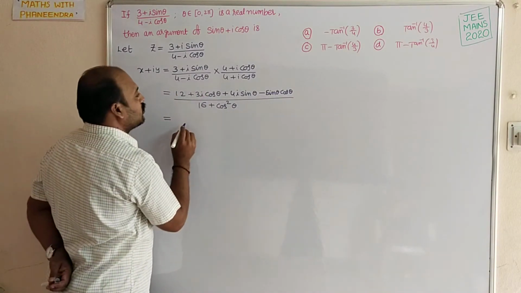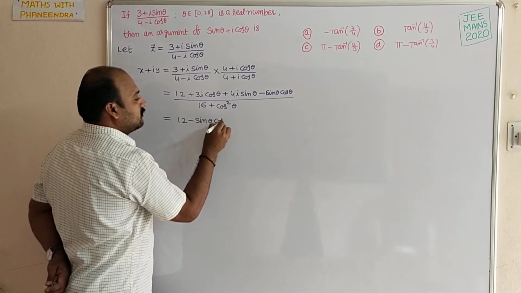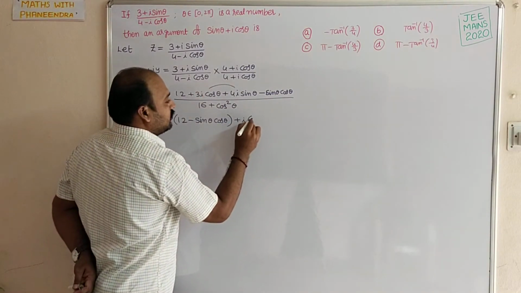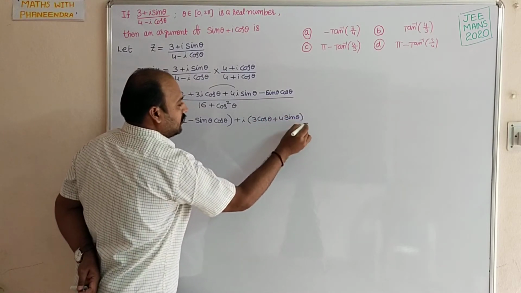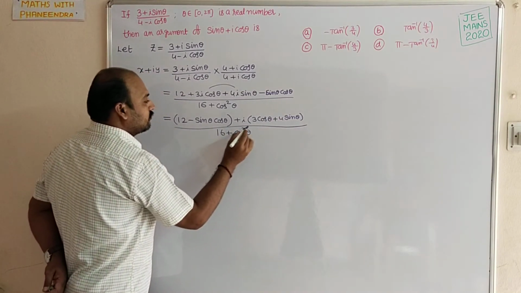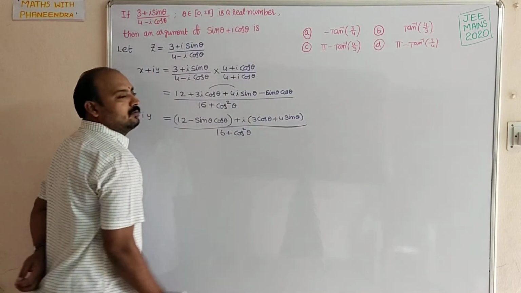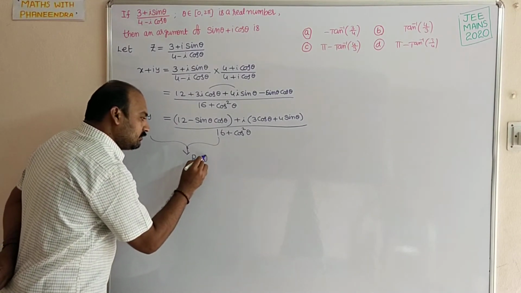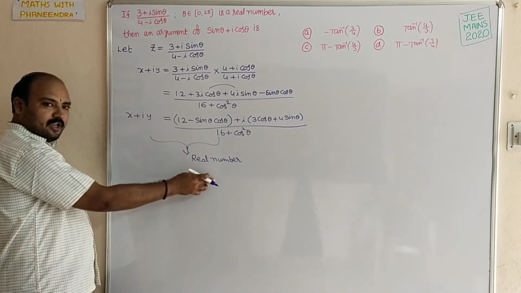and imaginary parts we have to separate. So 12 minus sin theta cos theta is the real part, plus i into 3 cos theta plus 4 sin theta, divided by 16 plus cos square theta, which is x plus iy. This complex number is a real number.